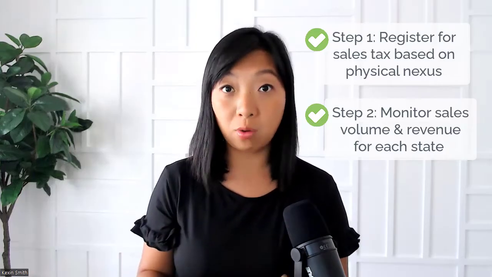Then I would recommend you going forward to monitor your sales volume and sales revenue into each state. Maybe do a quarterly review, pull your sales report and categorize and summarize your sales data by state. So you can look at the report and tell yourself, okay, this is how much I sold into state A in the past 3 months. This is how much I sold into state B in the past 3 months. And this is how many invoices were sent to customers in those states. And to see if you pass the economic nexus threshold or not.